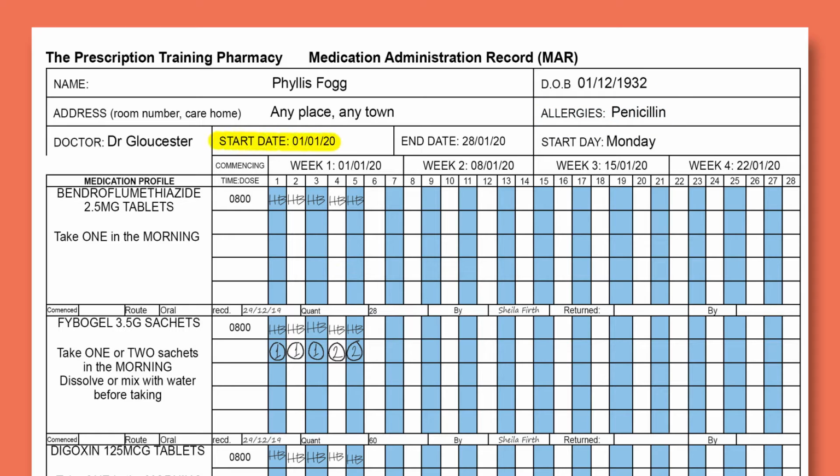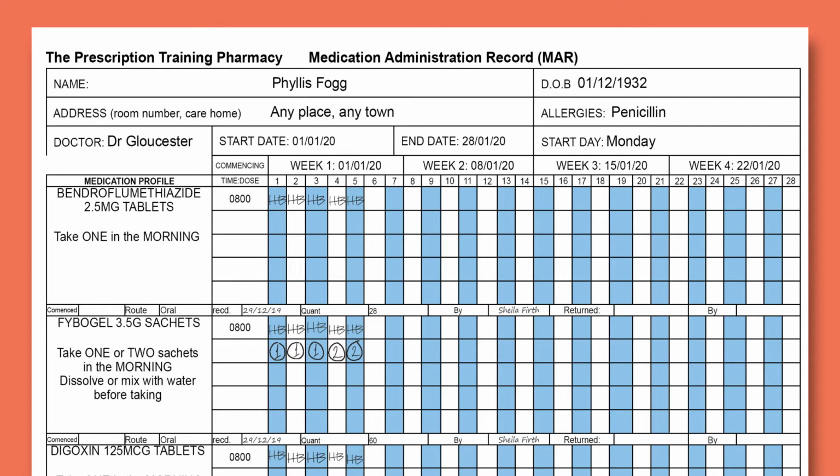The start date of the medication cycle, the end date of the medication cycle, and the start day. The medication name should be documented along with the form, the strength, and the directions. You will see the time is either printed on the MAR chart when received into the care home, or if the MAR chart is handwritten, the times for administration should be written onto the MAR chart manually. Upon receiving medication into the care home, the amount received in must be checked, double-checked, and countersigned.